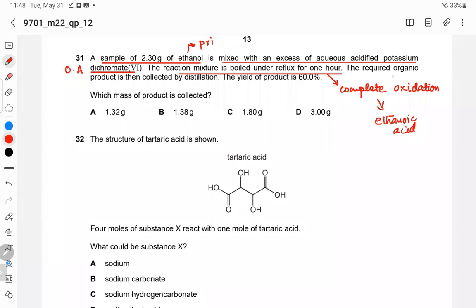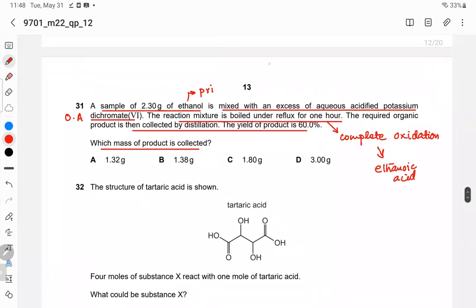Okay. The required organic product is then collected by distillation. The yield of product is 60%. Which mass of product is collected? Now, see how you will attempt it. The reactant is ethanol, C2H5OH, and the product is ethanoic acid, CH3CO2H. Is this clear?